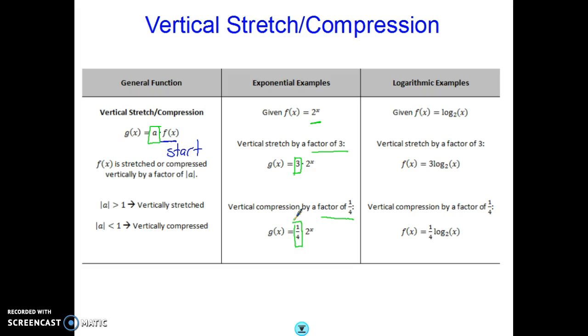Really similar thing happens with logs, right? We'll start with a parent function of f of x equals log base 2 of x. A vertical stretch by a factor of 3 again, we have to multiply by a 3 out front. And to do a vertical compression by a factor of 1/4, we're going to multiply by a 1/4 out front. Right, so nothing too crazy here. For vertical stretches or compressions, we just want to pay attention to the fact that we're multiplying by some a value out in front of our function.